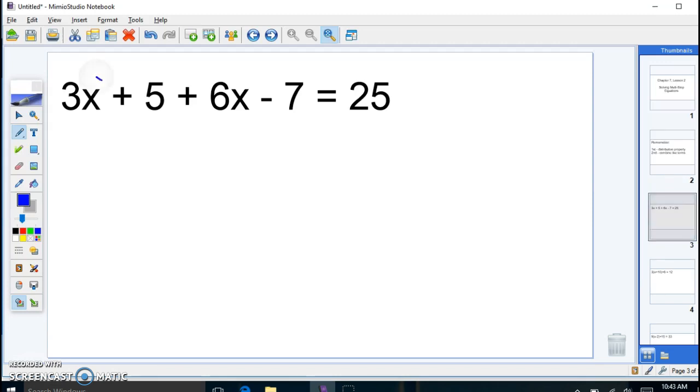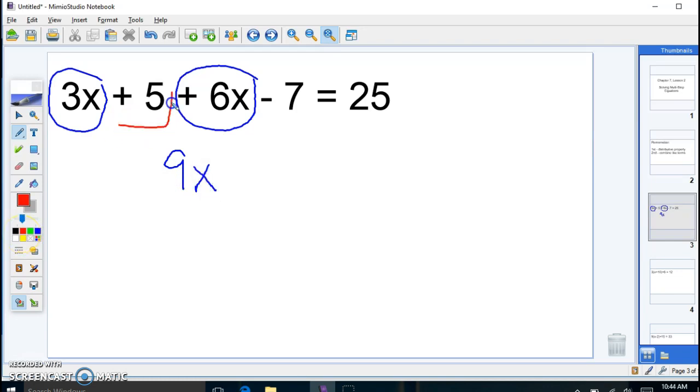So what I need to do is I need to combine my like terms. I have a positive 3x here. I have a positive 6x here. So when I combine those two together, I have a total of positive 9x. I also need to combine my constants, my other like terms. I have a positive 5 and I have a negative 7. The negatives have the advantage by 2, so when I add 5 with negative 7, I get negative 2. So I now have 9x minus 2 equals 25.